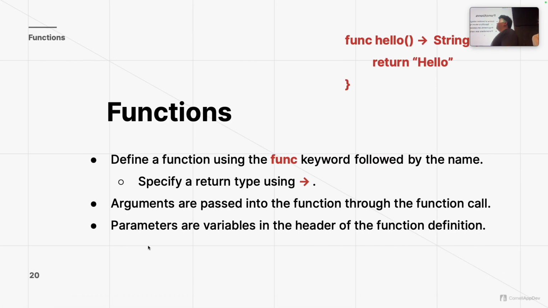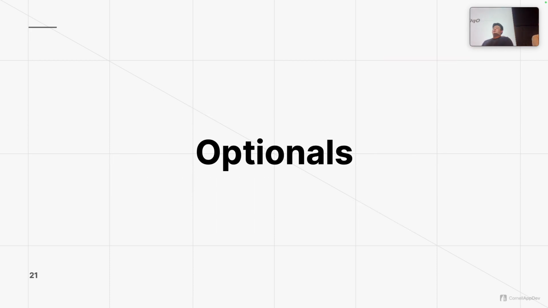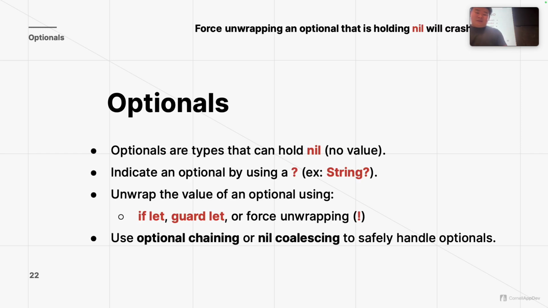Okay, so probably one of the more important topics that we're going to cover in this lecture is optionals. So does anyone here have an idea what an optional may be? Nope. Okay, so optionals are types that can hold nil or null, as in other languages, or none in Python. There's different ways to say it, but essentially the existence of a non-type, so no value existent. So optionals can hold that value or an actual number.